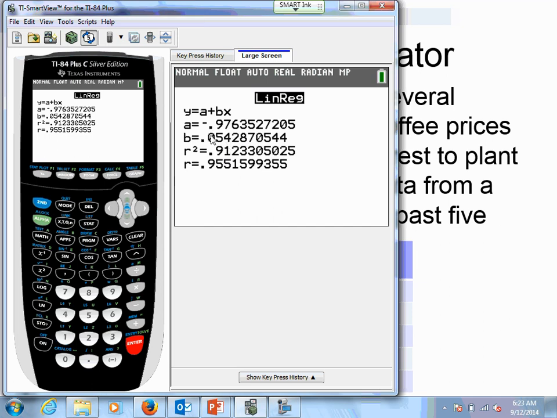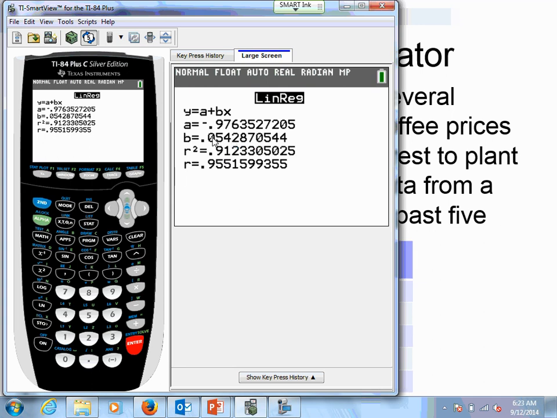Notice that we are given the information now about the line. So our a value is negative 0.97, so that's our y-intercept, and our slope is a positive 0.05. So the slope matches up to what we saw in the scatter plot. We said it should be a positive association, and that's what we're seeing here with a positive slope. So things are matching up.